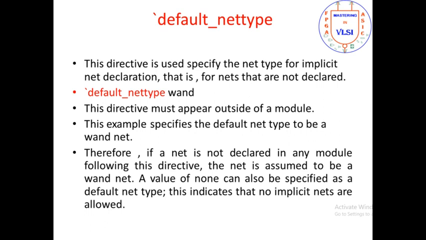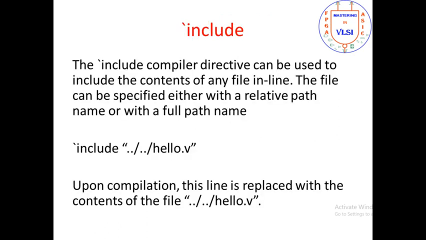This example specifies the default net type to be a wand net. Therefore, if a net is not declared in any module following this directive, the net is assumed to be a wand net. A value of none can also be specified as a default net type. This indicates that no implicit nets are allowed.